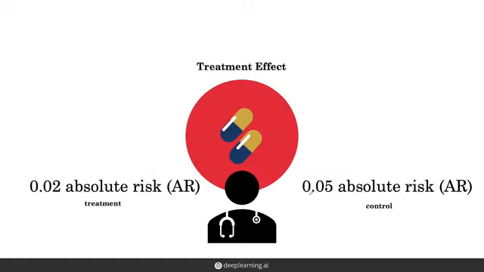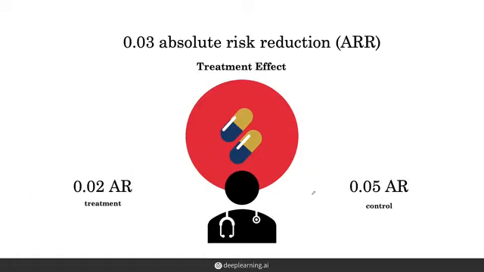So we can now express the effect of the treatment. We'll first do so by expressing the absolute risk of a heart attack in the treatment and control groups. So in the treatment group, because 2% had a heart attack, the absolute risk is going to be 0.02. Similarly, in the control group, because 5% had a heart attack, the absolute risk is going to be 0.05.